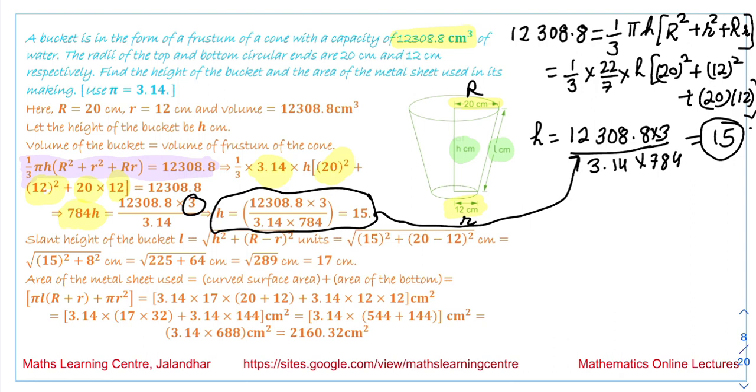Next, this is the first part we have solved: what is the height of the bucket. The value of h we get is 15. Next we have to calculate the value of L.